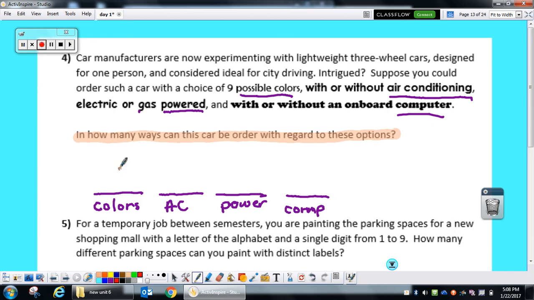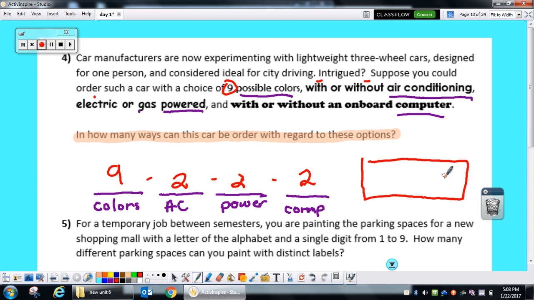So that goes 9. Now for air conditioning, you can either get it with or without. So how many options is that? That would be 2 options. For electric or gas, again, that's 2 options. One is gas, one is electric. And then you can either get with or without the onboard computer, so that's 2 options. So you would multiply these numbers again, and when I check your packet, I'll be looking for these numbers filled in. Okay? So don't just leave your packet with blank ways, actually go and do the math.